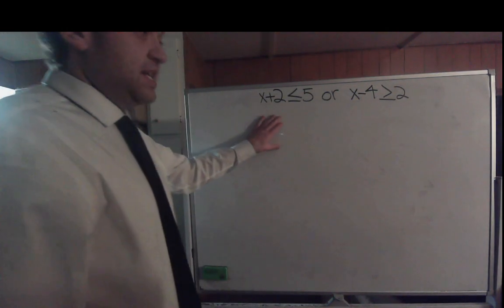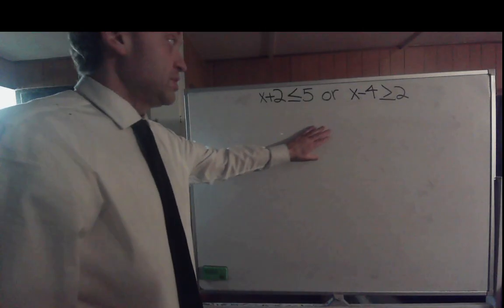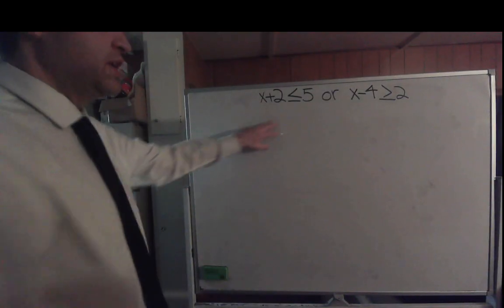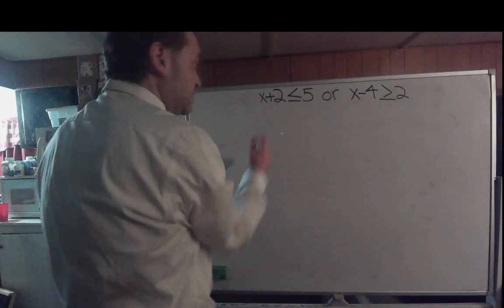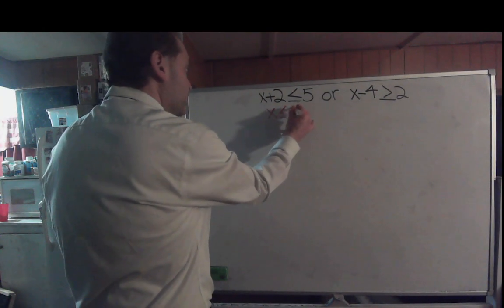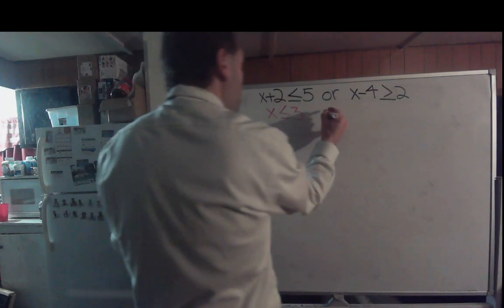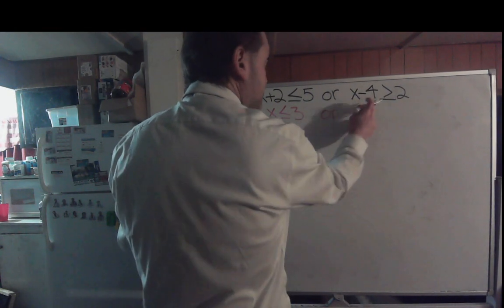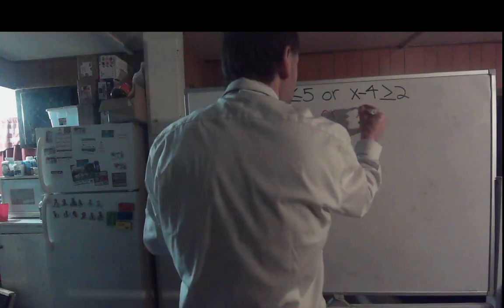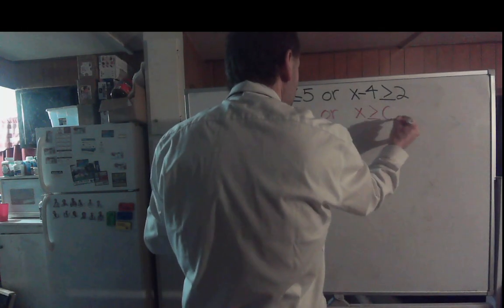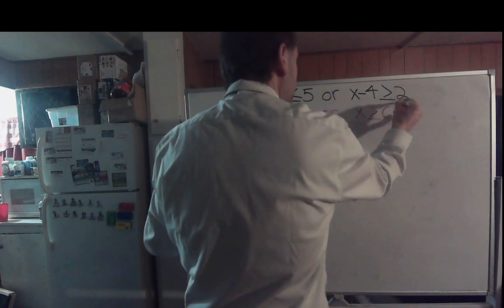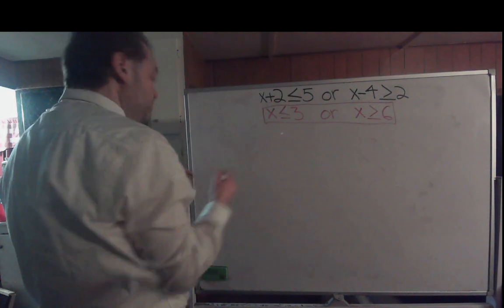So when you have these, consider each inequality separately. So you have x plus 2 is less than or equal to 5, so solve for x over here. You would just get that x is less than or equal to 3, or then x minus 4 is greater than or equal to 2. Add 4 to both sides. You would get that x is greater than or equal to 6. And that's your solution. You have 2 disjoint sets here for your solutions.